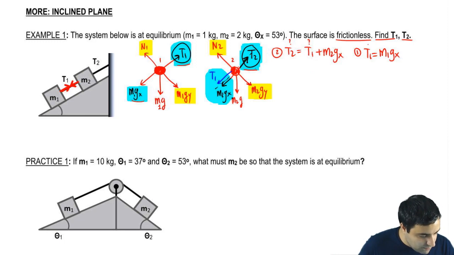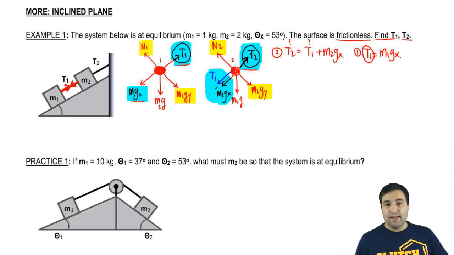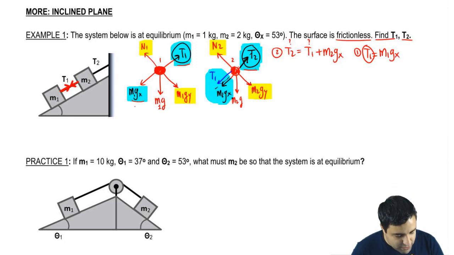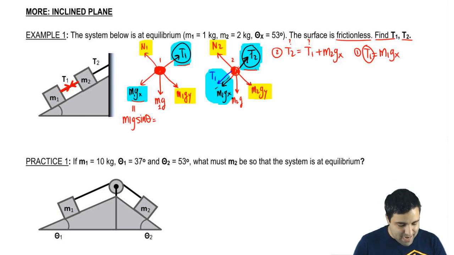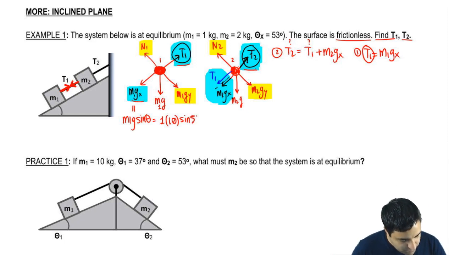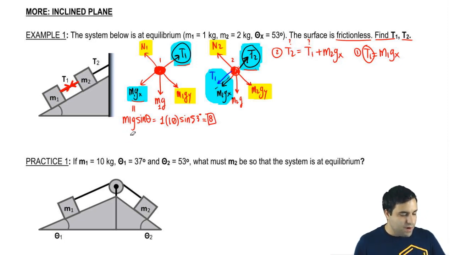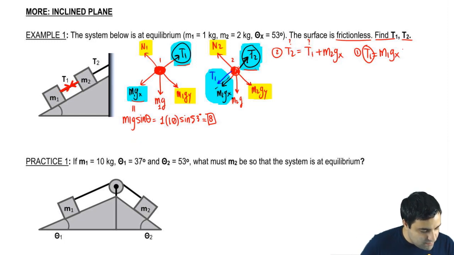I don't know T1, but I can find m1gx. Okay, m1gx is m1g. X goes with sine on an inclined plane, so it's m1g sine of theta. Mass is just 1. Gravity, I'm going to round it to 10, and then the sine of 53, which is just 0.8. So if you do this, you get an m1gx of 8. If I calculate m1gy, well, I don't need m1gy. So m1gx is just 8, so that's it. m1gx is 8, T1 equals 8.